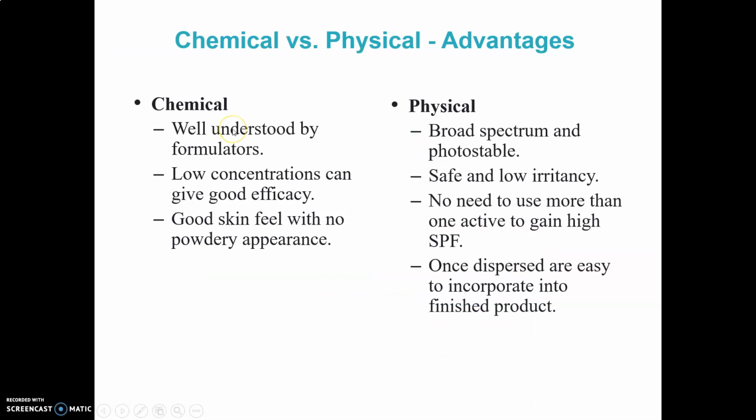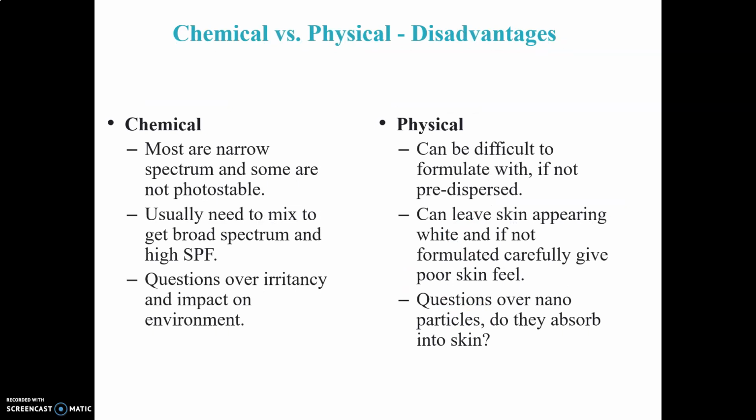Advantages of chemical ones: they are well understood by a formulator, they are used in lower concentration and generally provide a good feel to your skin. While the physical ones are broad spectrum, they are photostable, they are generally safe and they show low irritancy. There is no need to use them with some other organic sunscreen, and once dispersed they are easy to incorporate into any finished product. Drawbacks of chemical ones: most of them are narrow spectrum, and usually need to be mixed with some other chemical or broad spectrum sunscreen.